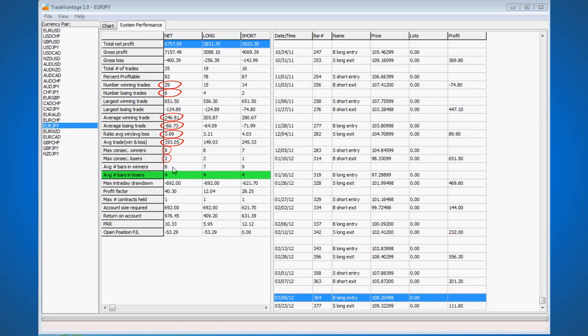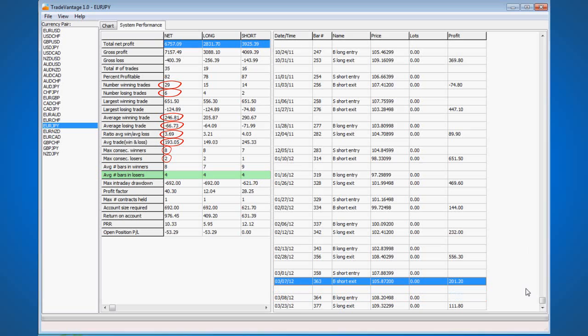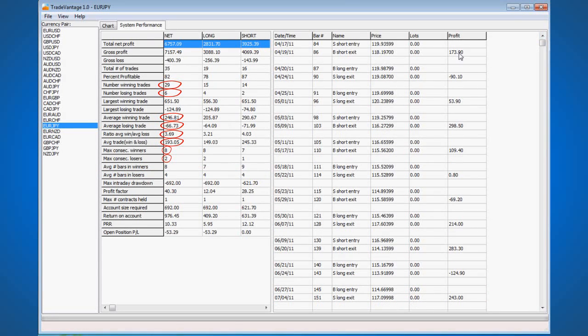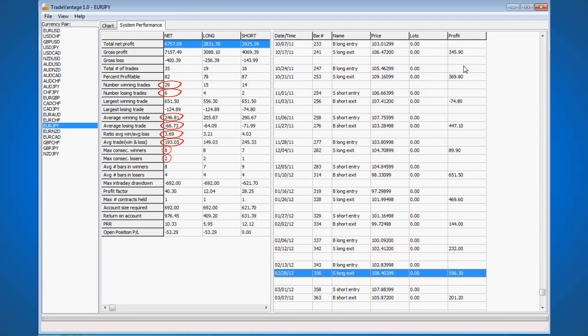Guys, I really hope this video's helped you a little bit on how the Trade Vantage works, how simple it is to follow, what the results are. And I want to just briefly scroll through so you can get an idea of the net profit. And this is pips. You are going to see losses, and I want to make sure that's clear.